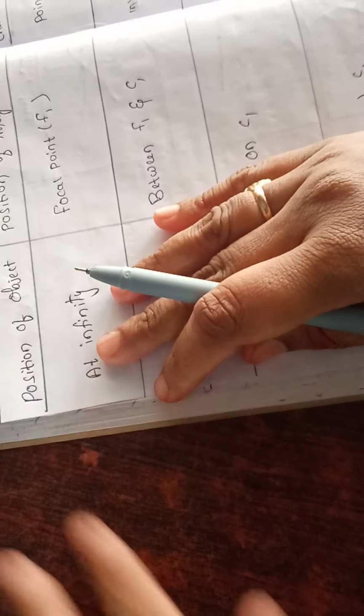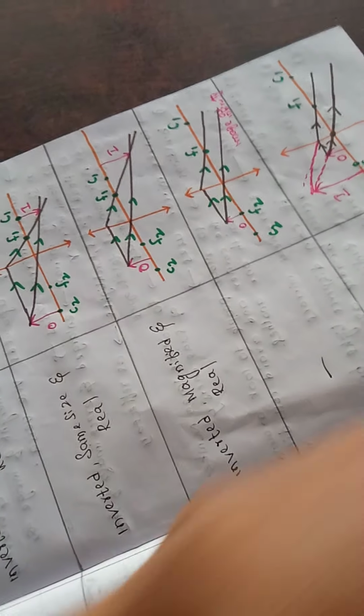Now let us go for the ray diagram. Here also we are discussing the 6 different points, that is, the characteristics of the image formed due to a convex lens.